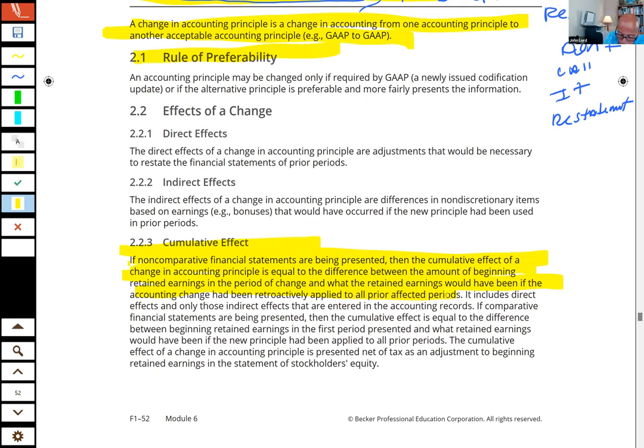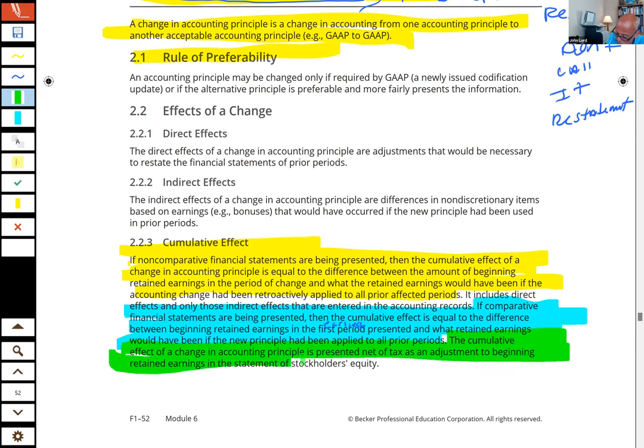If comparative statements are being presented, then the cumulative effect is equal to the difference between the beginning retained earnings of the first period presented, and I don't like that. They really should say the earliest. I'm going to squeeze in the word earliest period presented, and what the retained earnings would have been had the new principle been applied to all prior periods, that's periods before that earliest period, okay? And as I've already said, the cumulative effect is going to be reported as an adjustment to beginning retained earnings net of tax, and we will make that adjustment in our statement of stockholders' equity, the retained earnings section, okay?